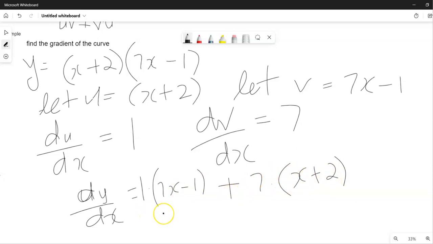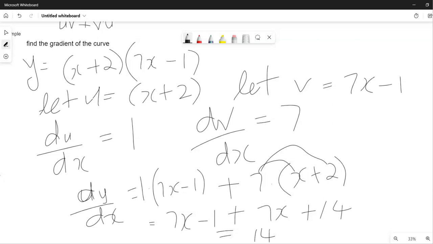And you can simplify. So if I simplify this, 1 times that would give us the 7x minus 1. 7 times that would give us 7x plus 14. How we get that? 7 times x and 7 times 2. Simplifying this further, we get 14x and negative 1 plus 14, that would be 13, right? So dy by dx is ultimately equal to 14x plus 13.